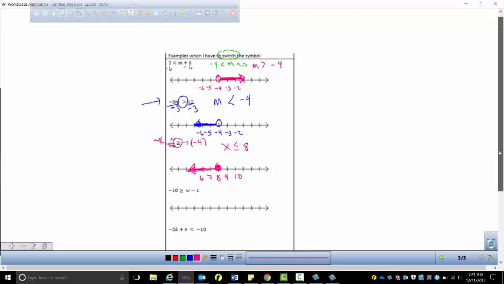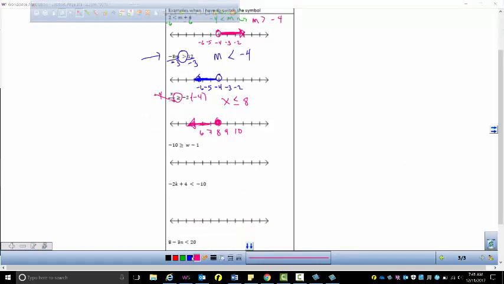All right, the next one, when I look at this, my w is here, so I have minus 1, so I have to do plus 1. So I get negative 9 is greater than or equal to w. I don't like that because I want the w on the other side. So I'm going to change it so that it's w and negative 9. But when I change it, my symbol right here needs to flip.